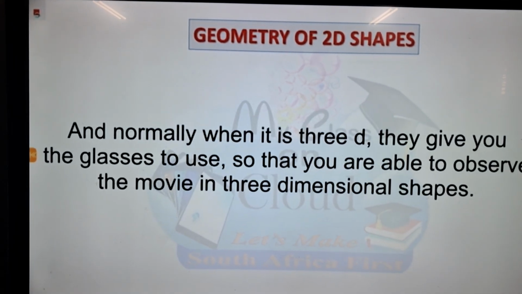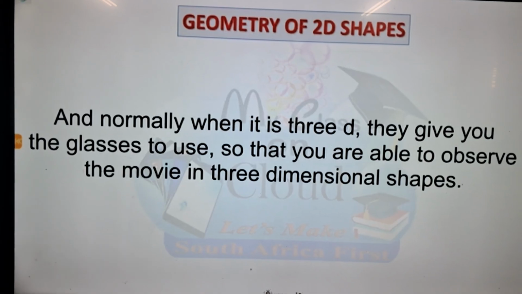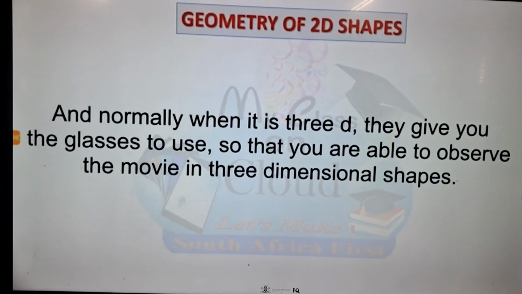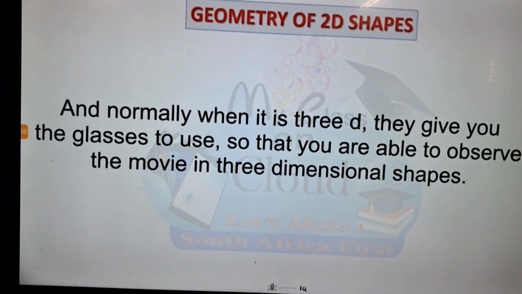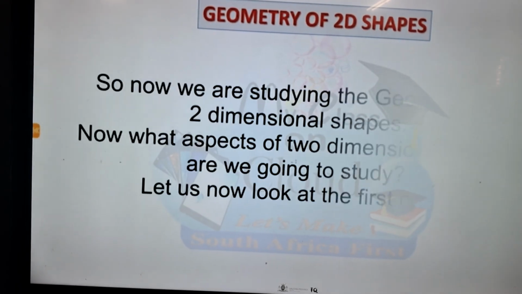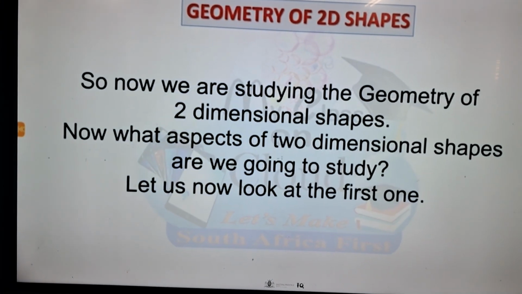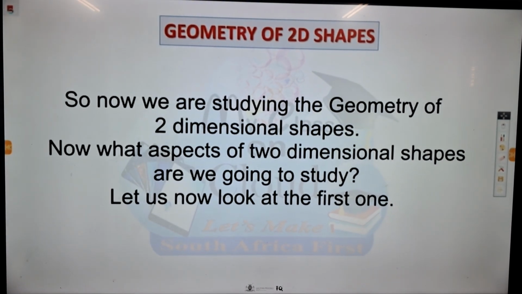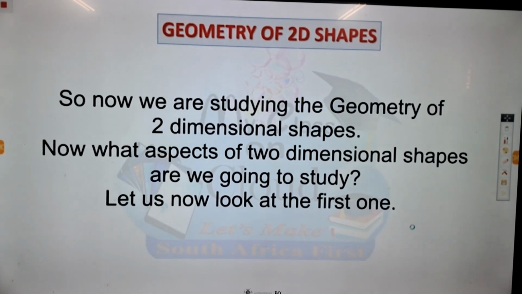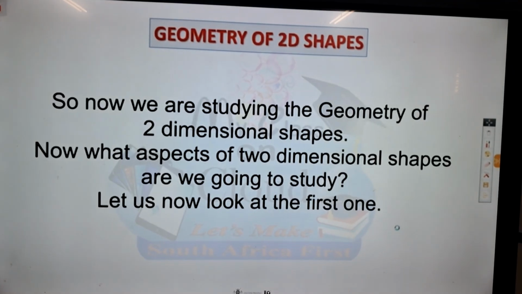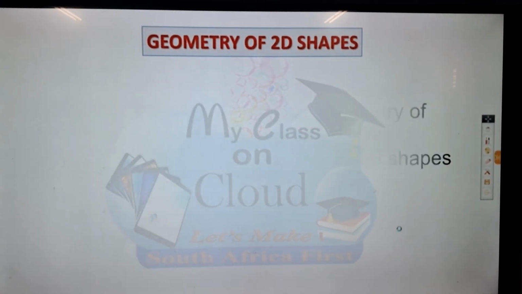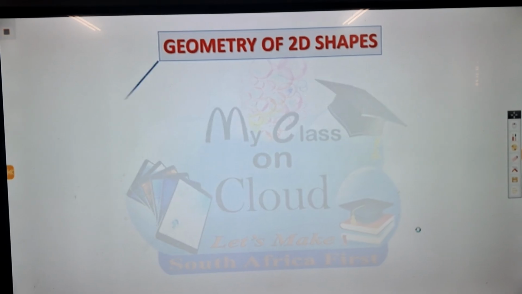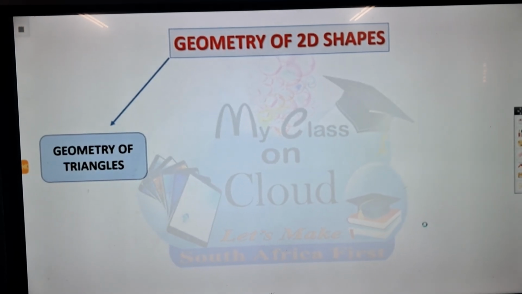And normally when it is 3D, they give you the glasses to use, so that you are able to observe the movie in three-dimensional shapes. So now we are studying the geometry of two-dimensional shapes. Now, what aspects of two-dimensional shapes are we going to study? Let us now look at the first one. We are going to study the geometry of triangles.